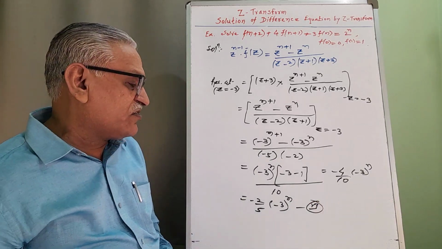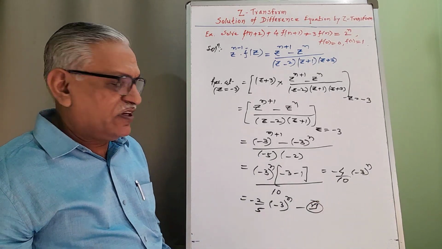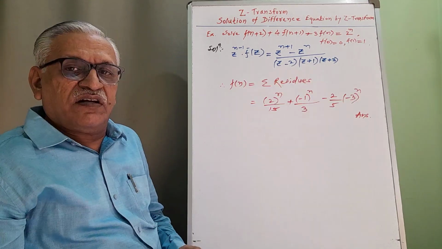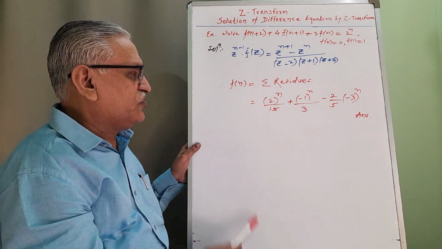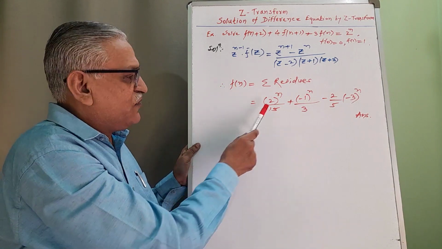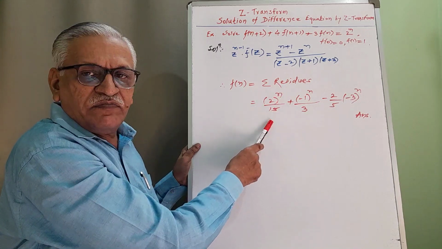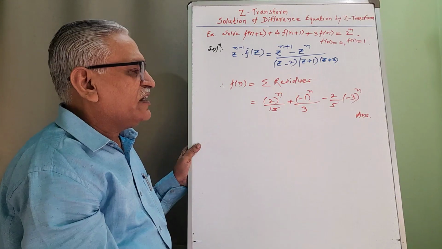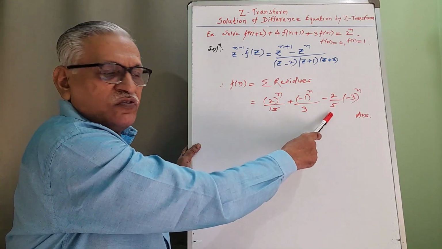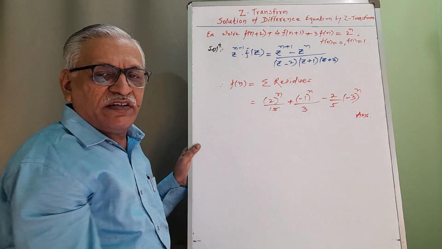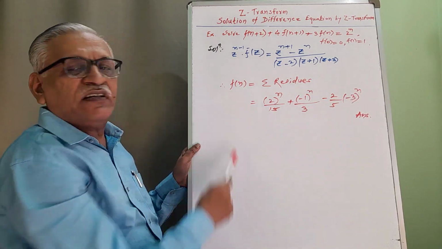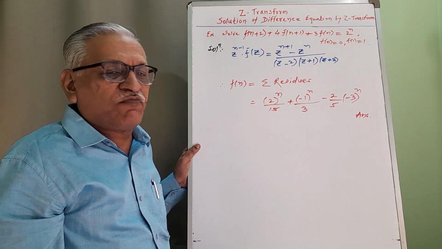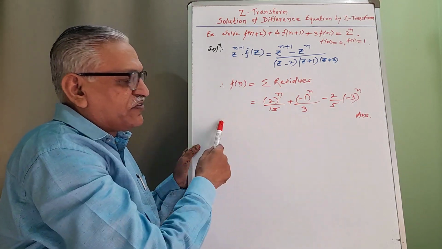Then taking the sum of all these three residues, equations 4, 5, 6, we get f of n equals: the first residue is 2 raised to n divided by 15, the second residue is minus 1 raised to n divided by 3, and the third one is minus 2 by 5 into minus 3 raised to n. The sum of all this is nothing but the required solution of that difference equation by the Z transform technique. Therefore, this is the required answer.